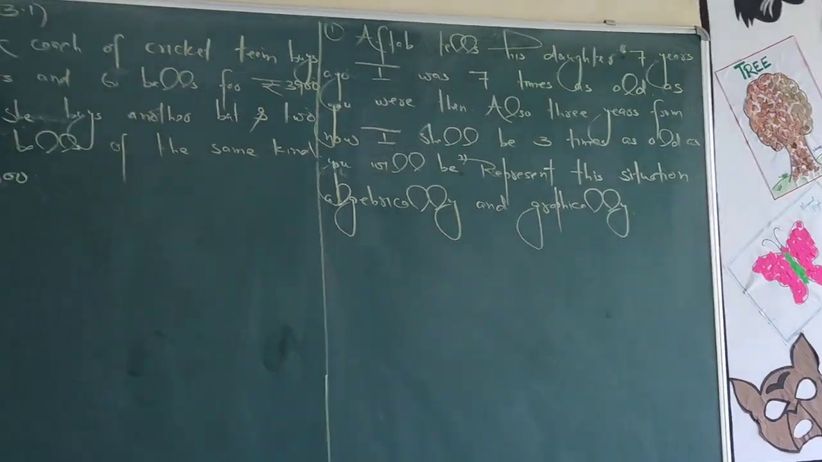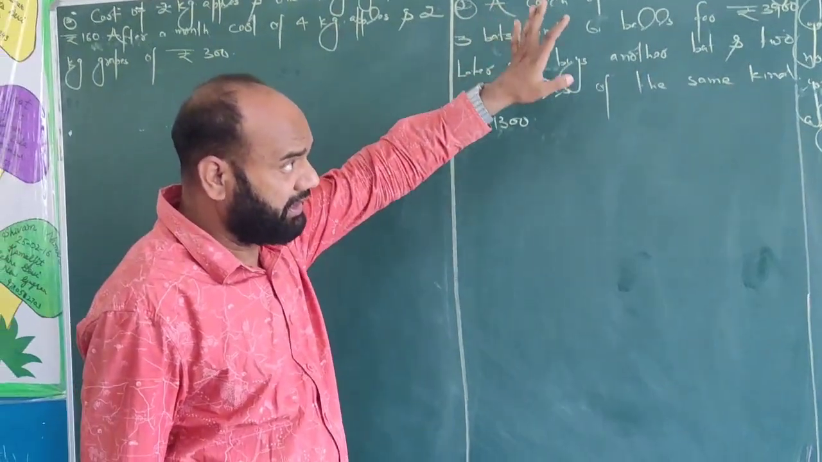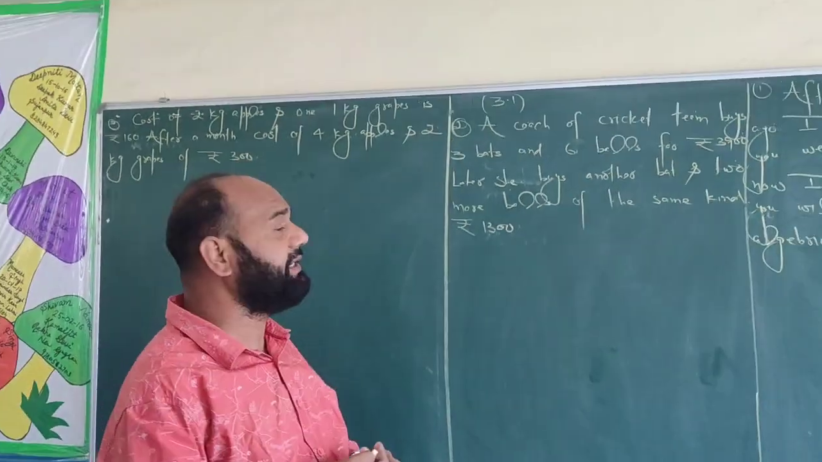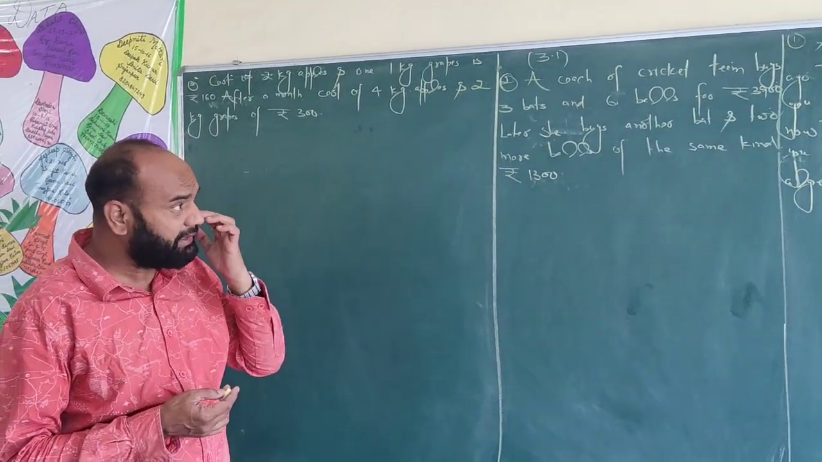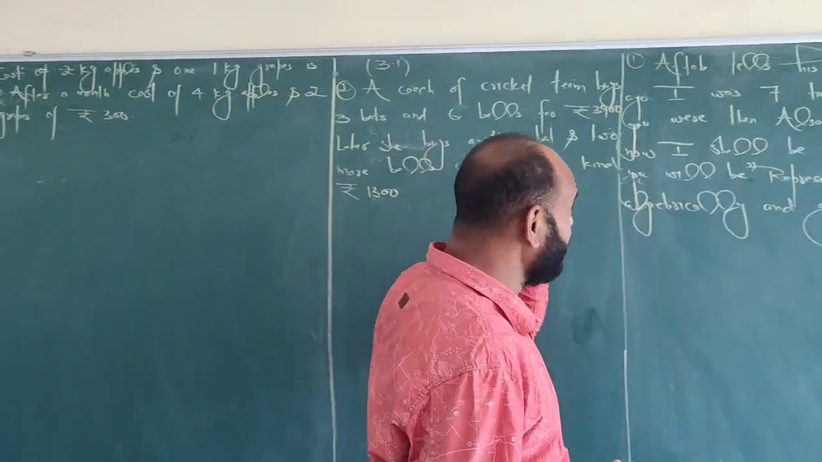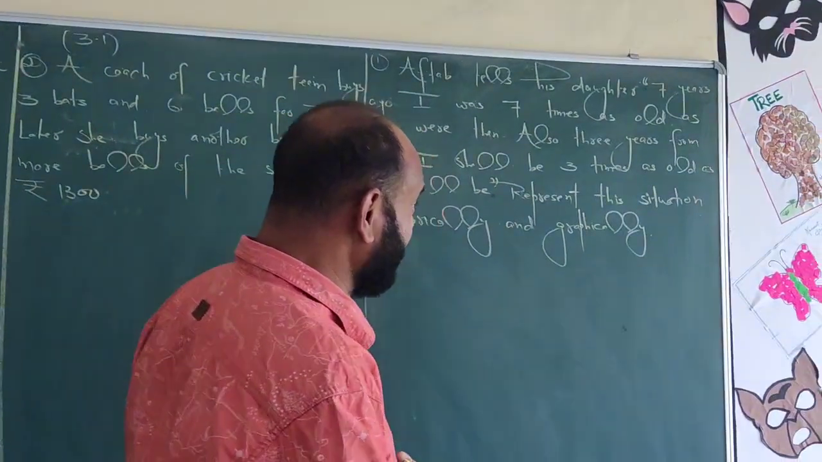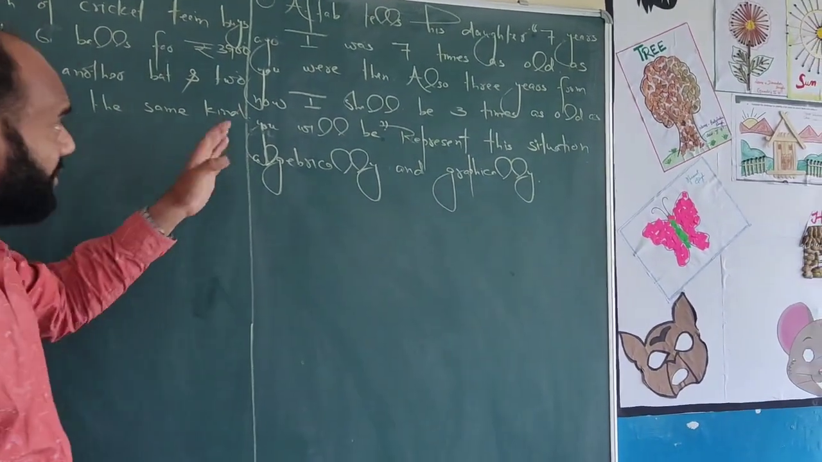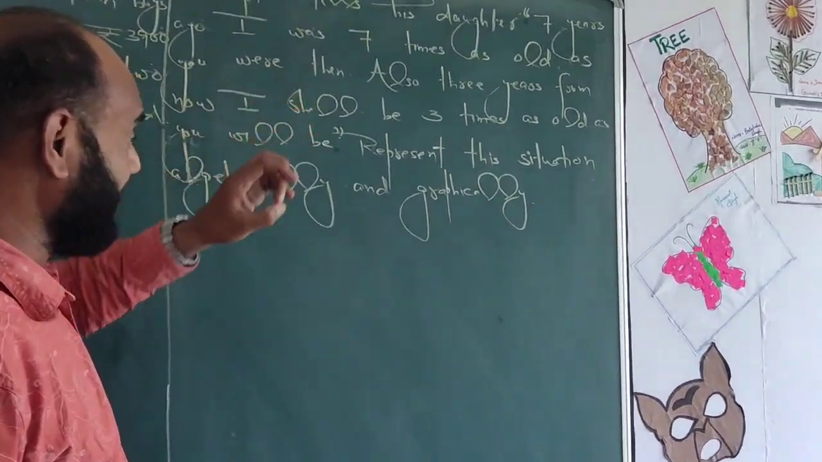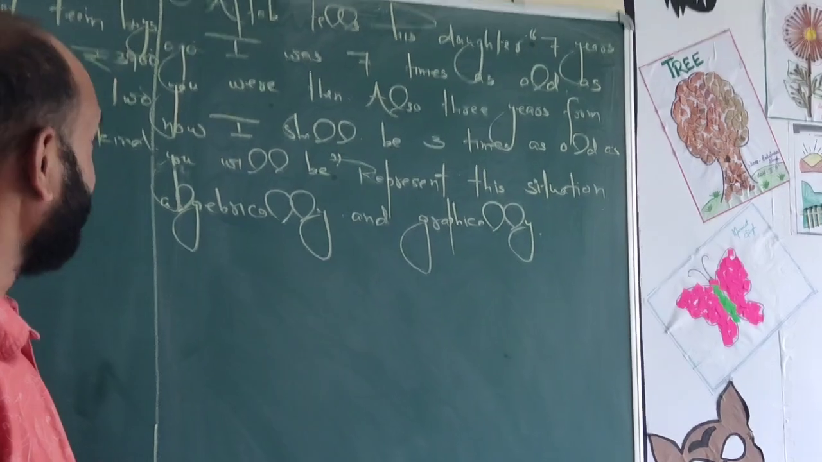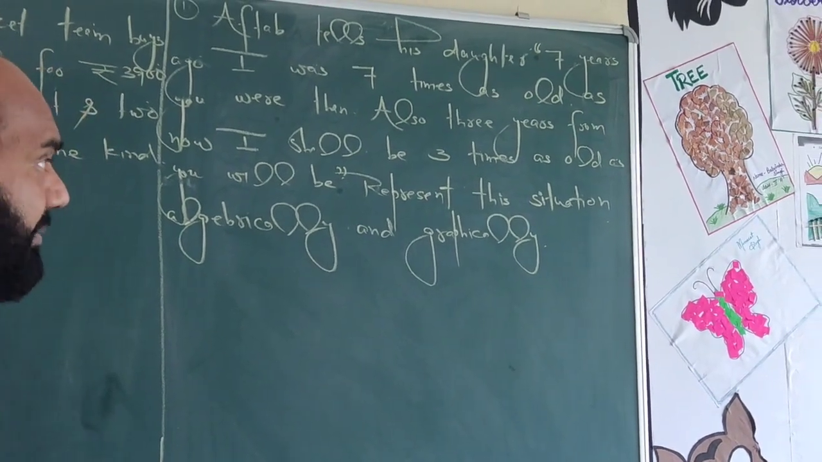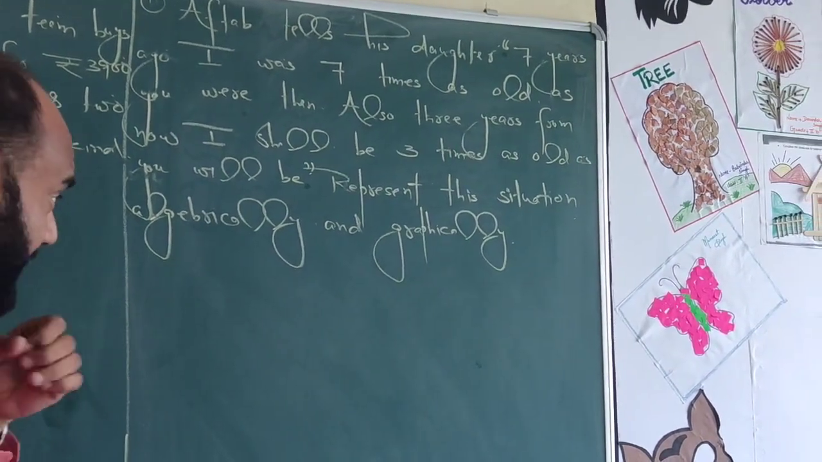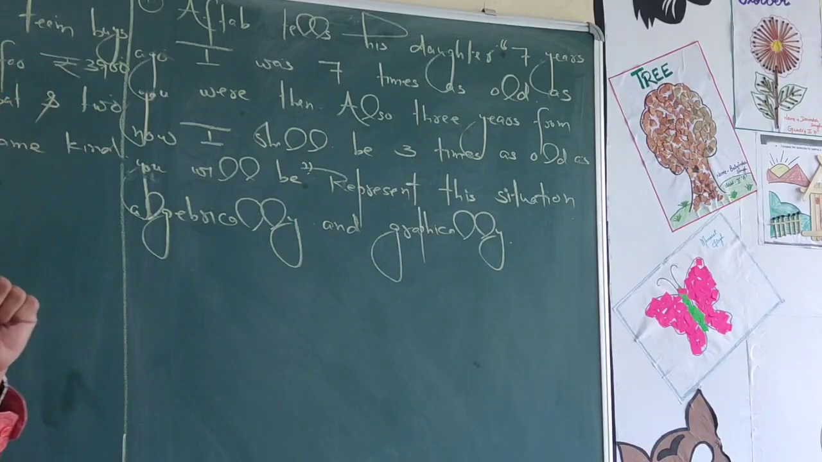Now we start exercise 3.1 of the chapter Linear Equations in Two Variables. So its first question: Aftab tells his daughter, 7 years ago I was 7 times as old as you were then. Also, 3 years from now I shall be 3 times as old as you will be. Represent this situation algebraically and graphically.